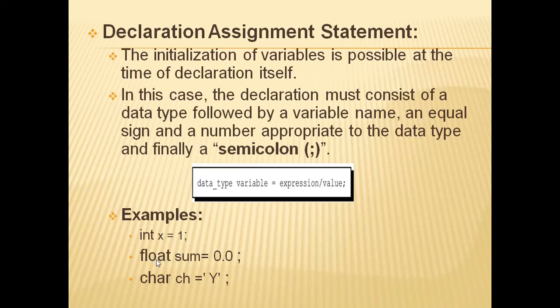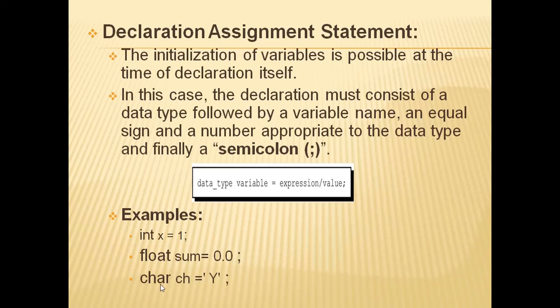The next example: float sum is equal to 0.0. Here sum is a variable of float data type. That is the reason why we are assigning a float value here. We are not assigning 0, we are assigning 0.0, because sum is a float data type. 0.0 is different and 0 is different.